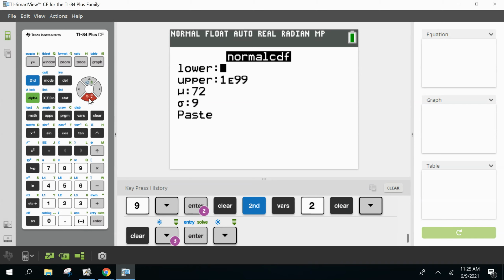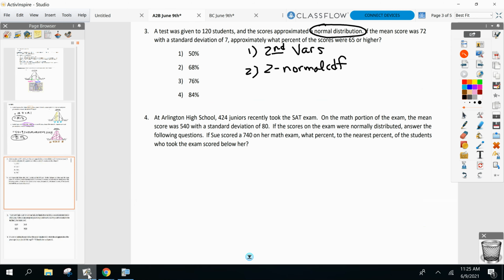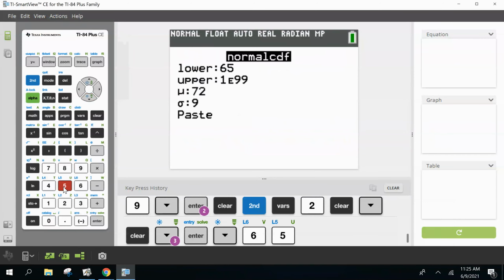Okay, the lower. What is the lowest score in your range for this problem? You wanted 65 or higher. So what's the lowest number? 65, right? So that's what I'm typing in for lower, 65. That's the lowest score in my range. Here's where I need you to focus in. 65 or higher. We do not know if this test goes up to 100 or not. It could go beyond 100. We don't know where it ends.